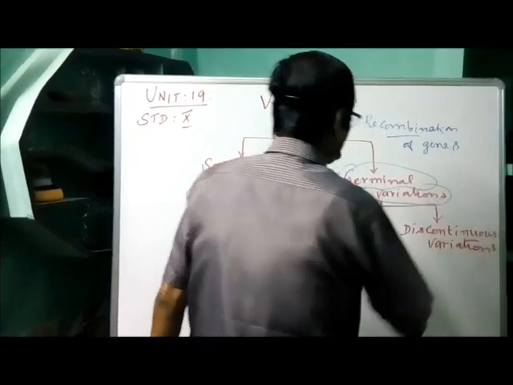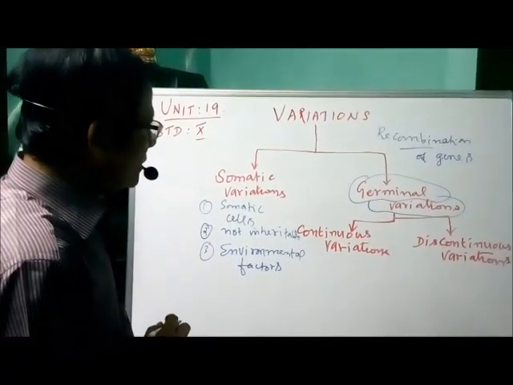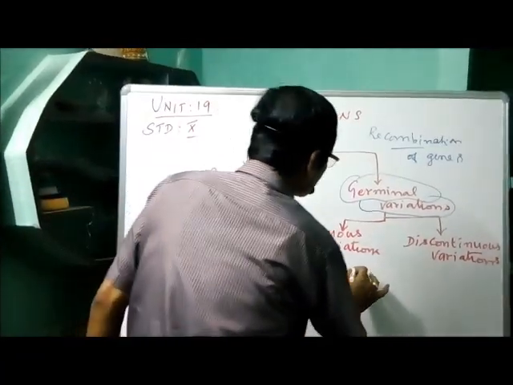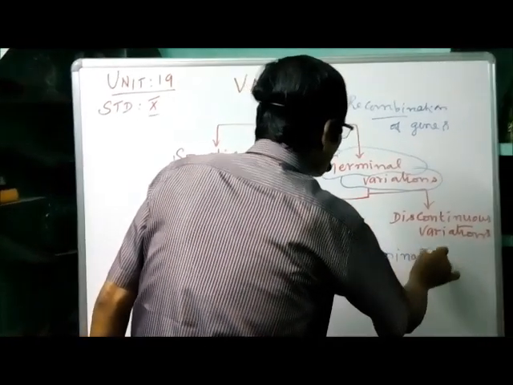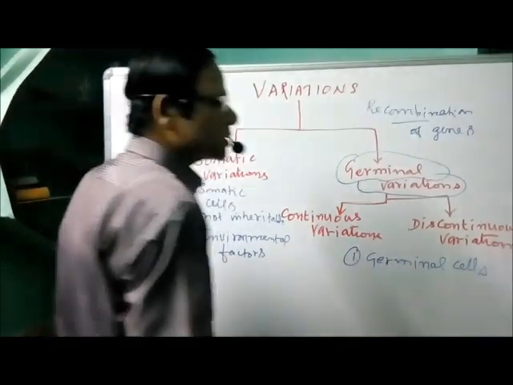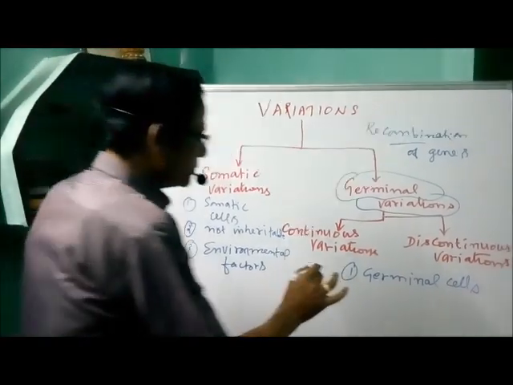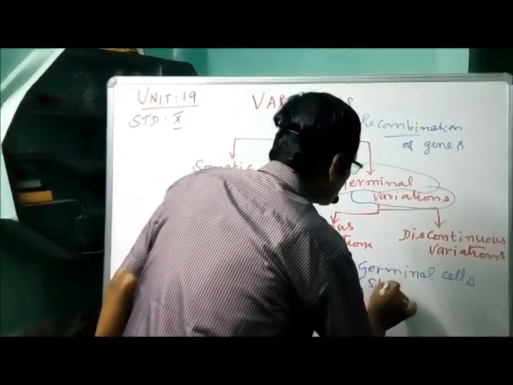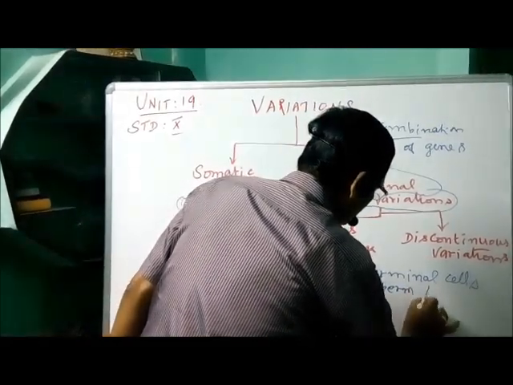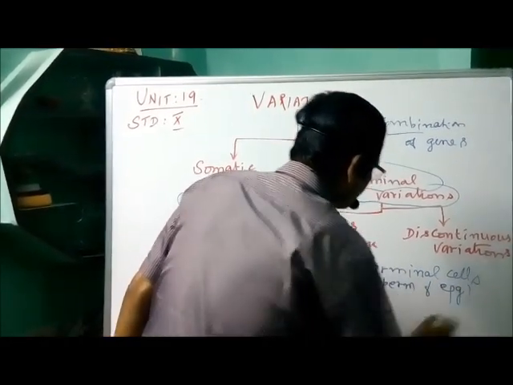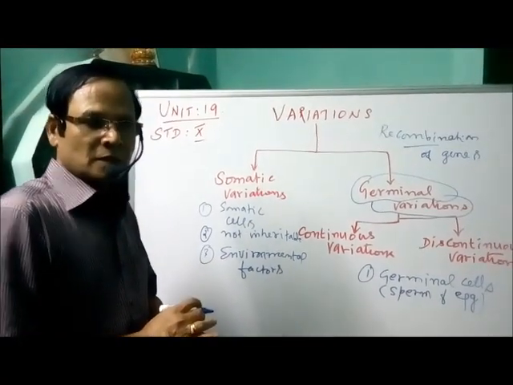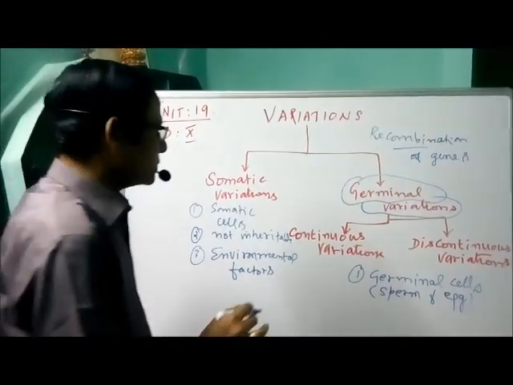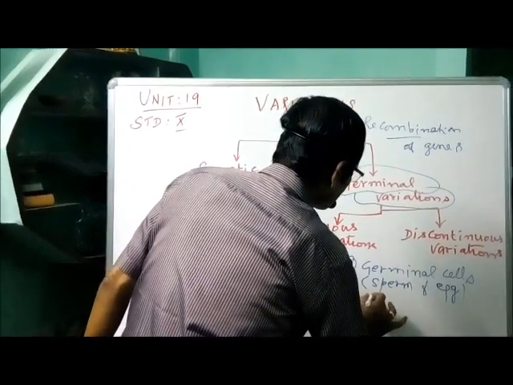What are germinal variations? These variations occur in the germinal cells. What are germinal cells? The sperm and eggs. These are all called germinal cells. And when there is a change in these cells, it is inherited. So such variations are heritable.